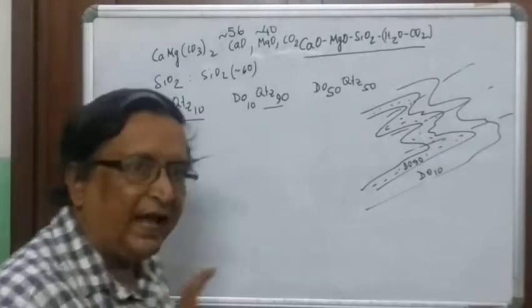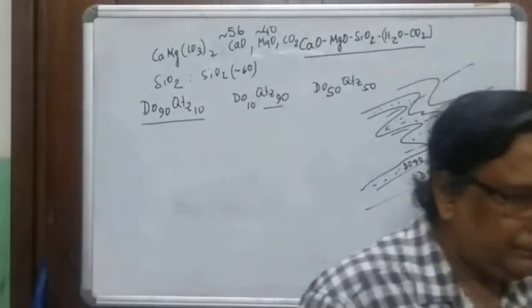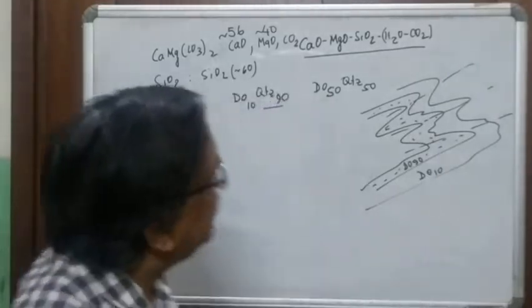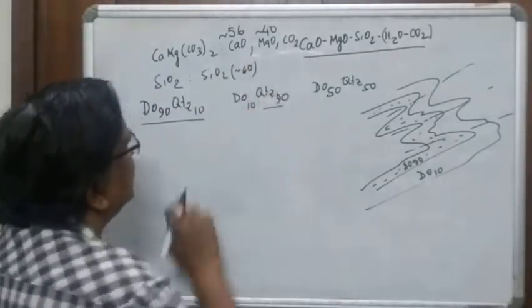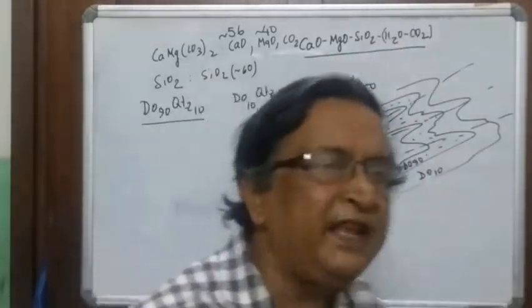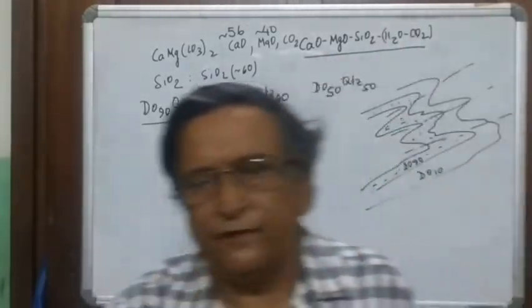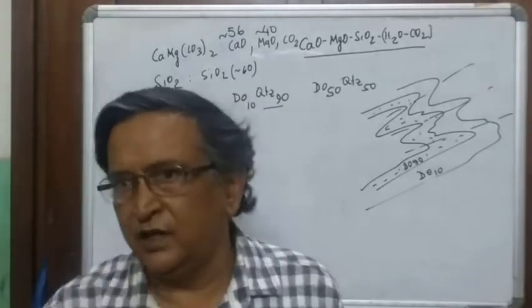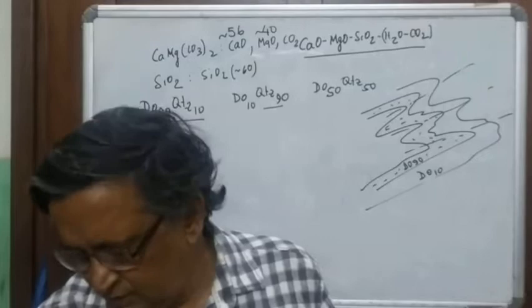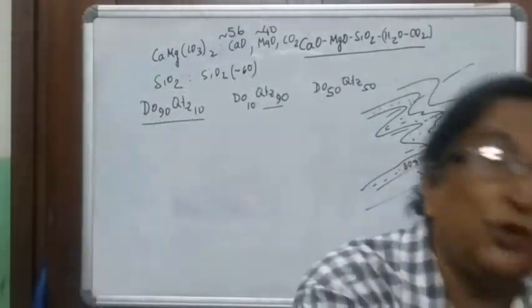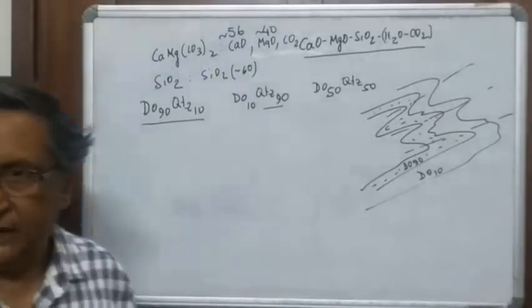But before we do that, I must also tell you that this system, the CaO-MgO-SiO2-H2O system, is not only applicable to progressive metamorphism of dolomitic quartzite or quartz-rich dolomites or whatever that is, but it is also applicable to certain ultramafic rocks.